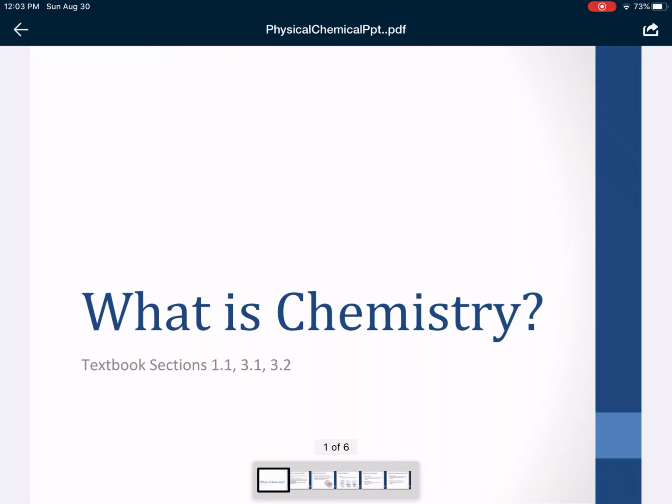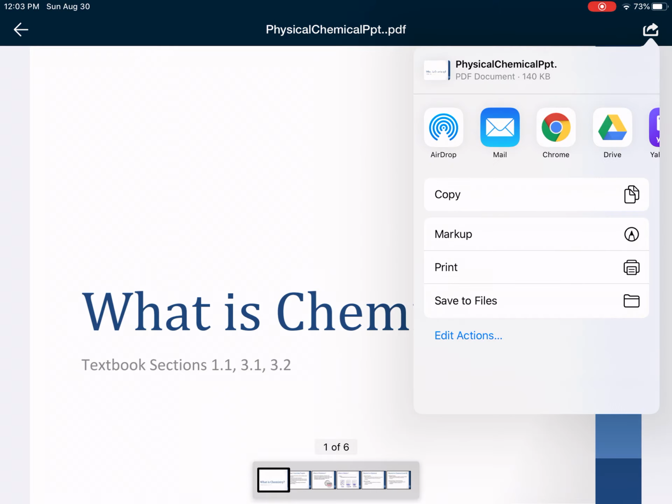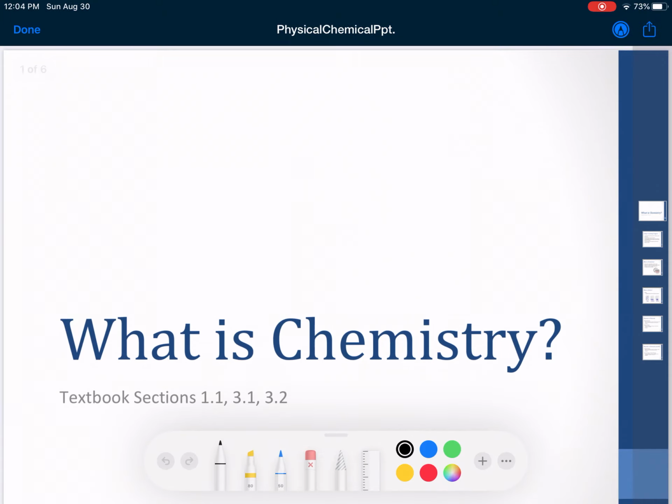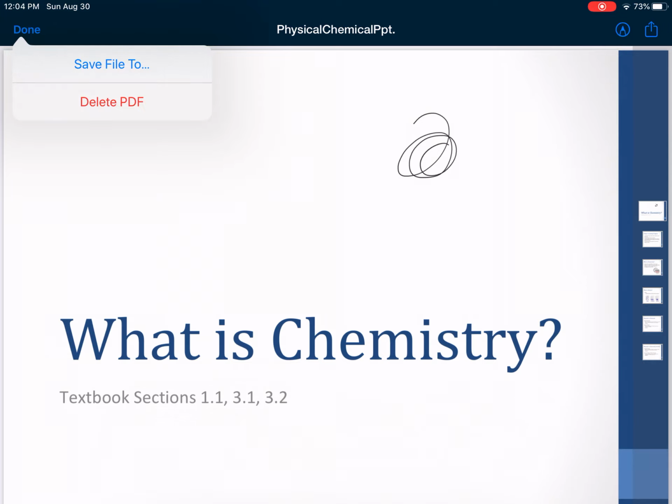For those of us that want to take electronic notes on our iPad, I have this in my classroom as a PDF on my Schoology. I call it a PowerPoint, but it's really a PDF. If you open it through Schoology, you should get a screen that looks exactly like mine. Click the box with the arrow coming out in the top right, click Mark Up, and you have the ability to write on my PDF. When I'm done, all I have to do is click Save File To, and then pick where I'm going to save it. But I'm obviously not going to do that yet because we've got some chemistry to get into.